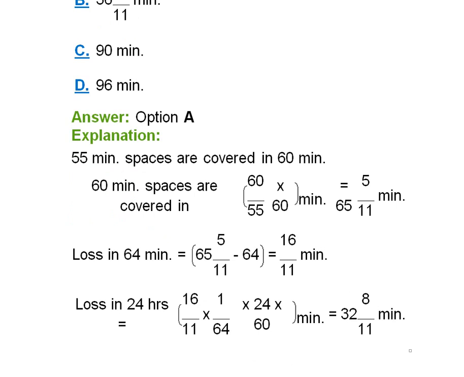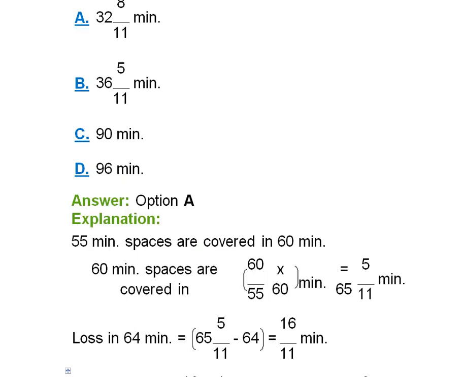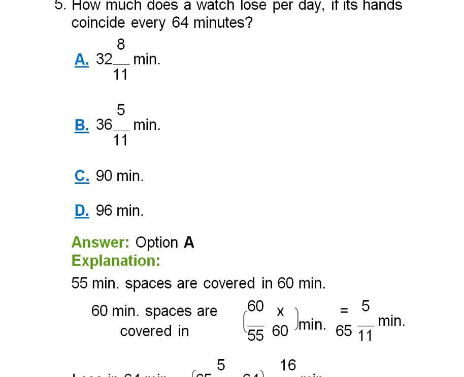I hope you have all watched that and you are clear with this concept. So 60 spaces are covered in 60 divided by 55 into 60 minutes, which will be equal to 65 5/11 minutes. So what will be the loss in 64 minutes? These are of 60 minutes, right? So you will subtract 64 from that, and these are the remaining minutes, and the loss in 24 hours will be calculated as 16/11 into 1/64 into 24 into 60 minutes, and that will be equal to 32 8/11. So your answer is option A, which is 32 8/11.